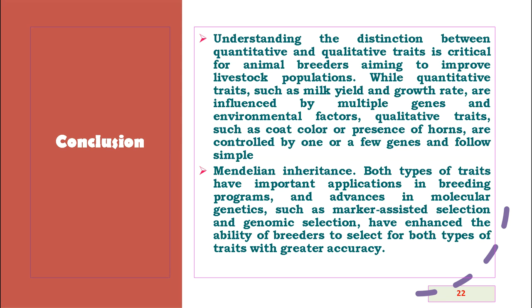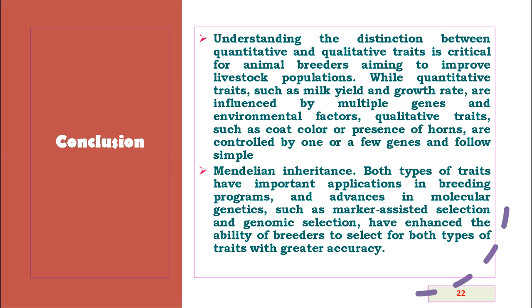Now we are at the conclusion stage. Understanding the distinction between qualitative and quantitative traits is very critical for animal breeders aiming to improve the genetic population. Quantitative traits such as milk yield and growth rate are influenced by multiple genes, and many environmental factors also influence them, whereas qualitative traits such as coat color and presence of horns are not affected by environmental factors and are controlled by one or a few sets of genes. Mendelian inheritance applies to both, qualitative and quantitative types, though there are also exceptions.